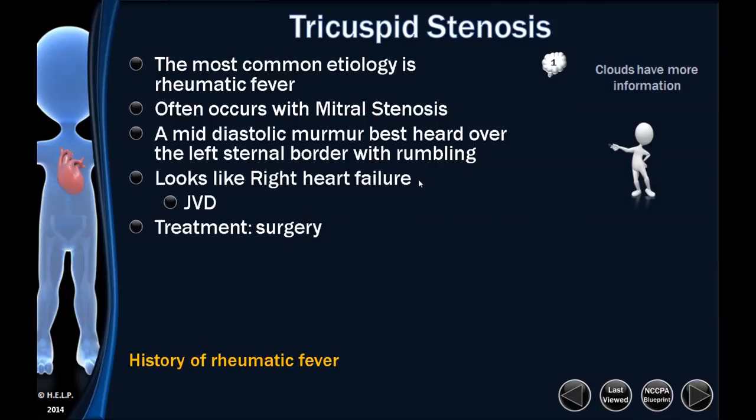Tricuspid stenosis. The most common etiology of this is actually rheumatic fever. So if you have tricuspid stenosis, then you probably have mitral stenosis. It's a mid-diastolic murmur, best heard over the left sternal border with a rumbling. Patients who have tricuspid stenosis look like they have right heart failure. They have jugular venous distension because the blood's having a hard time getting from the right atrium into the right ventricle. The treatment is just surgery.